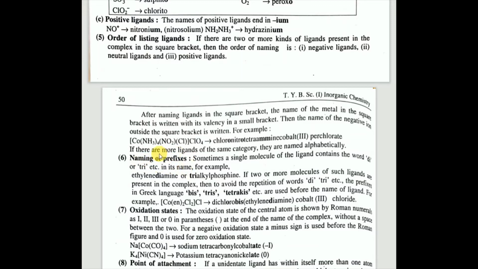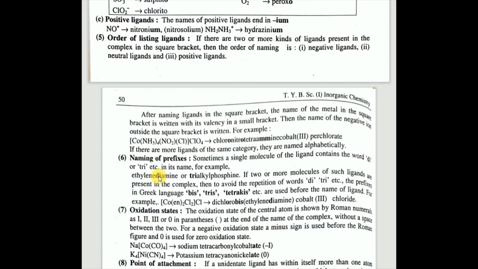Under this rule, some ligands are 2 or 3 in number, and in the name of that ligand there is again the word di, tri or tetra. At that time we don't write di, tri, tetra repeatedly. We directly join a different prefix. See here, ethylenediamine. In ethylenediamine there is the word di, and if there are 2 molecules of ethylenediamine, we don't write diethylenediamine. So instead of repeating di, we join the prefix bis in case of di.